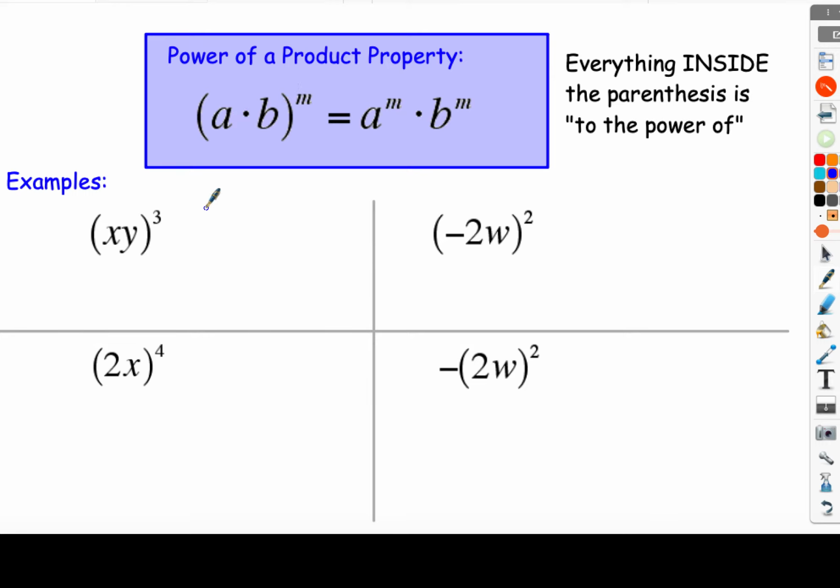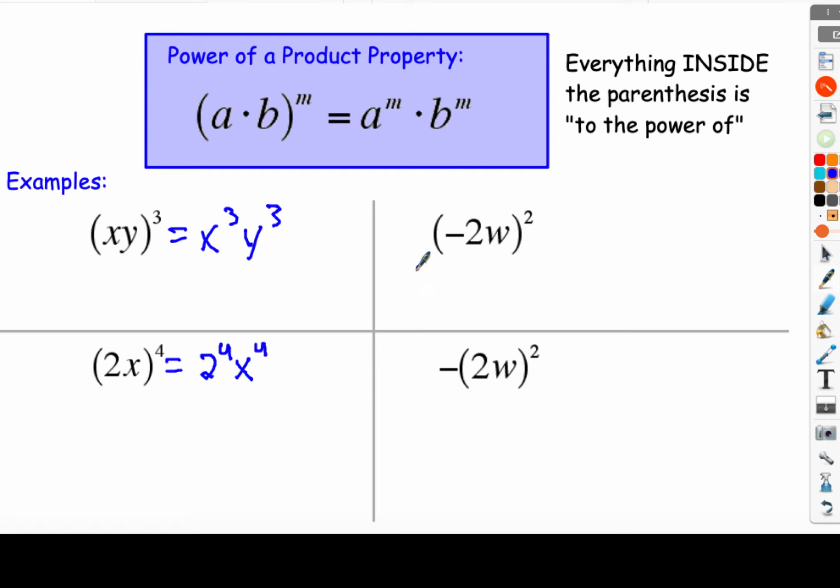So down here again, this just becomes x to the third, y to the third. Or here, this is going to be 2 to the 4th, x to the 4th. Realize that number in front of x, remember those are two separate factors, right? Just like x times y, this is 2 times x. Now careful when it comes to the negatives.